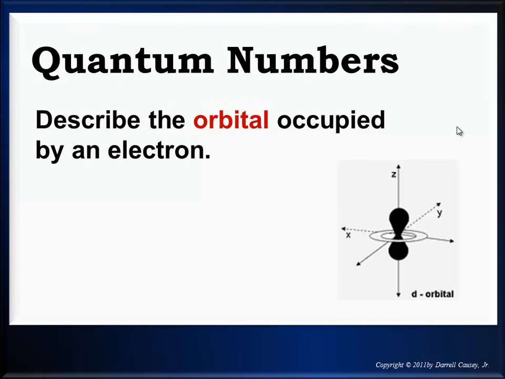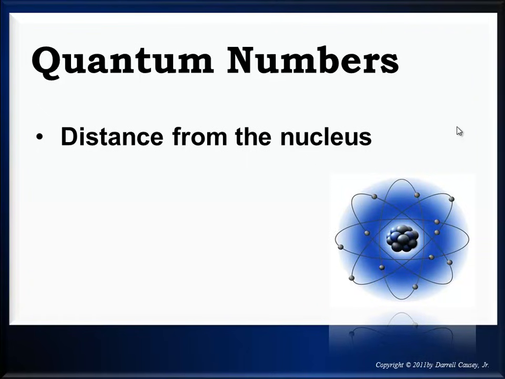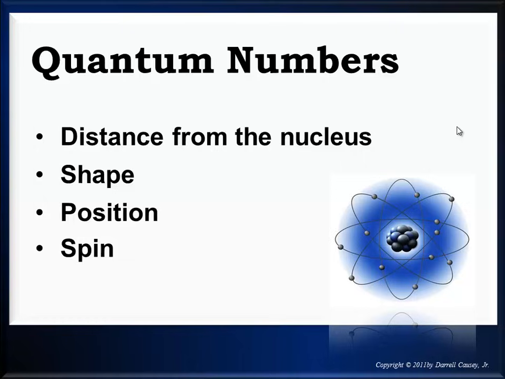Quantum numbers describe the orbital occupied by an electron. So we want to understand what orbital they're in and where they're at. And this is going to be very important later when we talk about valence electrons. Quantum numbers tell us four things. They tell us the distance from the nucleus, the shape of the orbital, the position of the orbital, and the spin of the electron. And these four quantum numbers help us describe where and how the electrons behave. You'll see it as we go through the lessons.